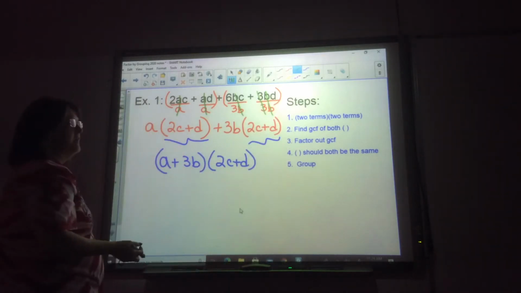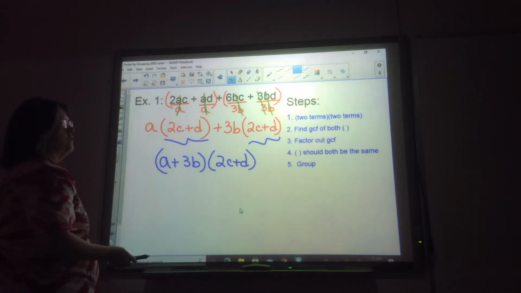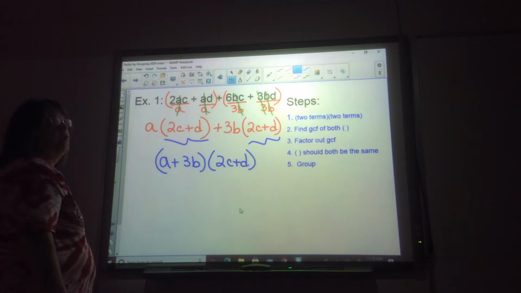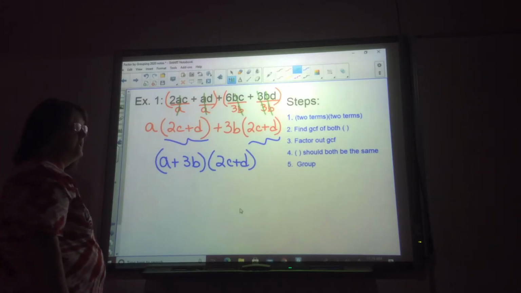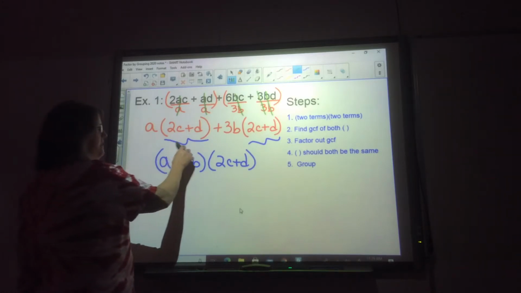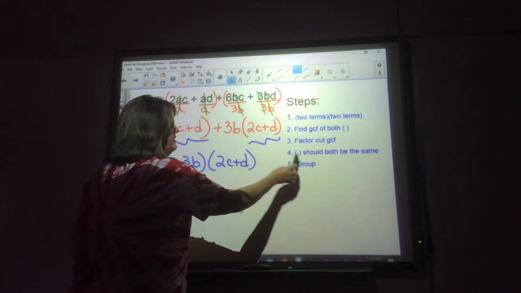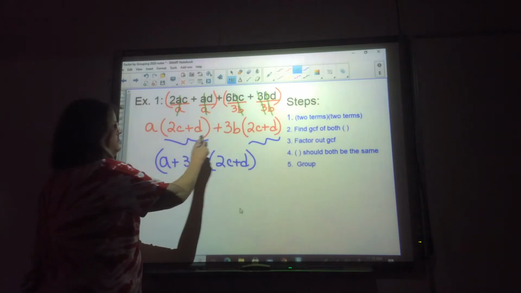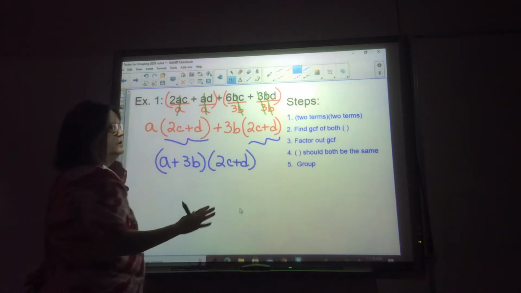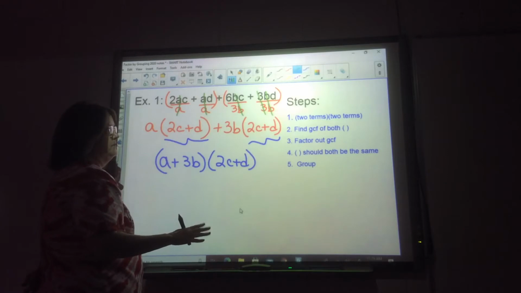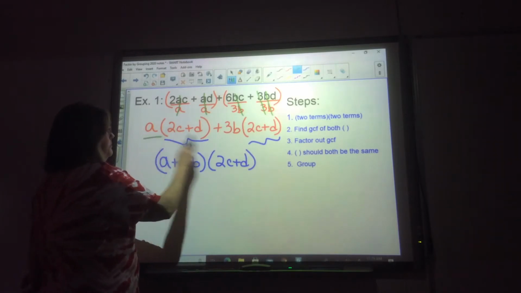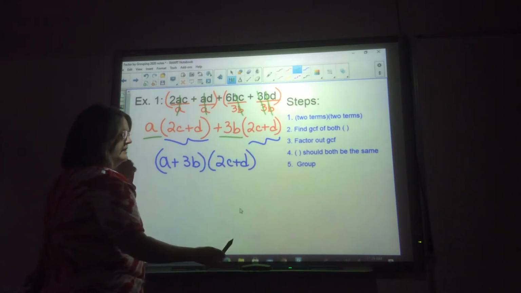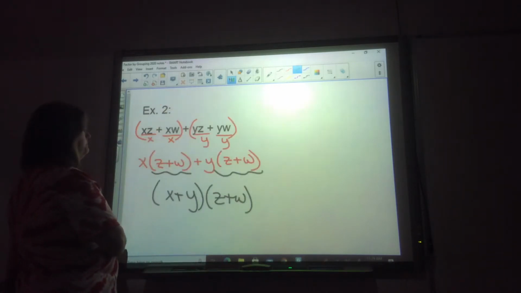All right, when I've done that, in order to know whether or not you've done it correctly or whether you need to go back and look at it again, what you have left in these sets of parentheses should be identical. It should be the same thing. So I have 2C plus D, 2C plus D, I'm good. And the last step is just to group them. You write A plus 3B in one set of parentheses, and then you have 2C plus D in the next one. All right, let's try another problem.